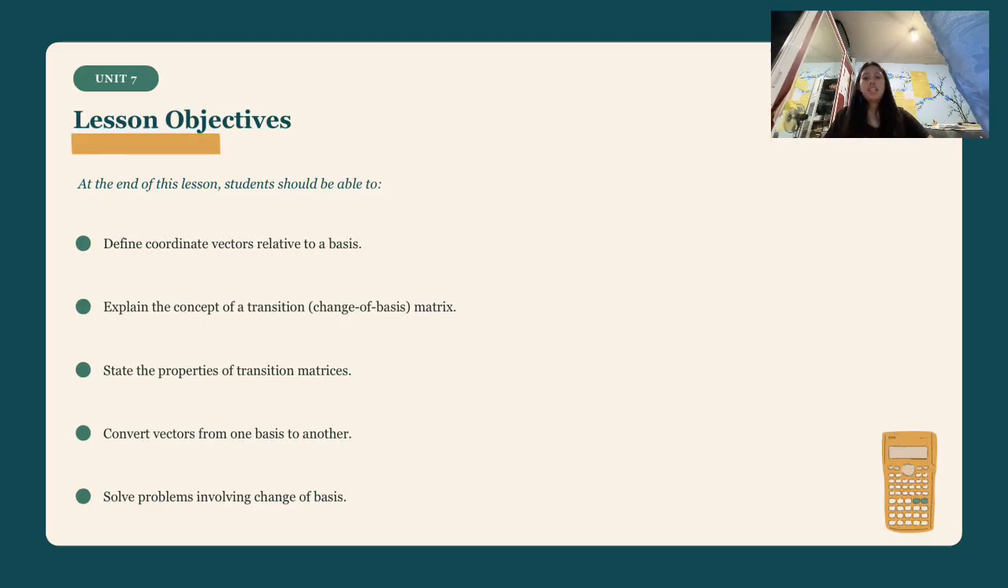So for our lesson objectives, first is to define coordinate vectors relative to a basis. Second is to explain the concept of a transition matrix. Third is to state the important properties of transition matrices. Fourth, convert vectors from one basis into another. And lastly, solve problems involving change of basis.